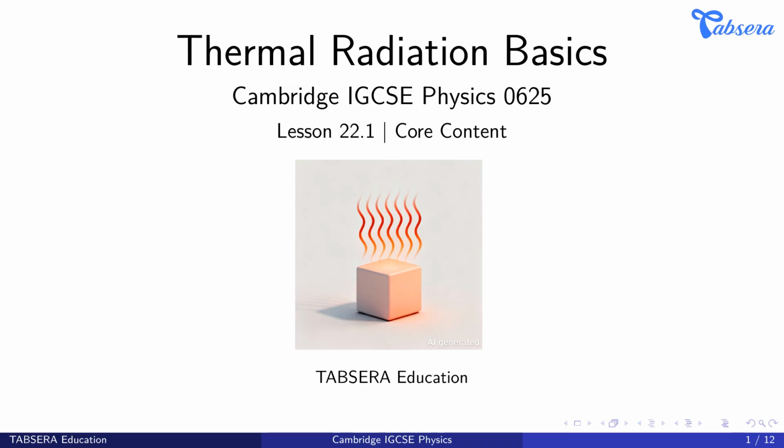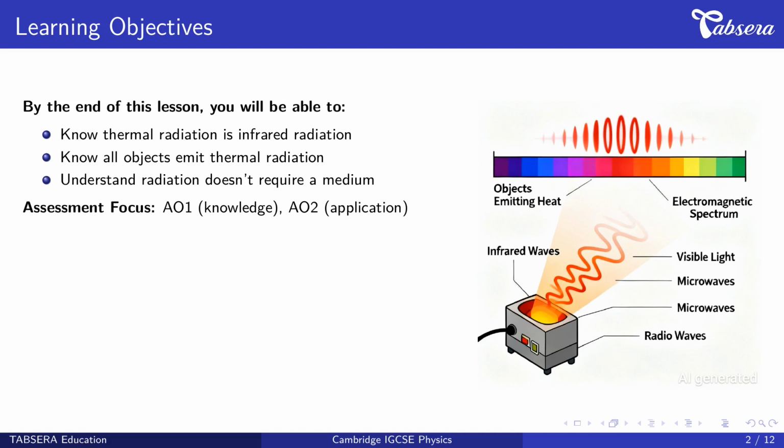Today we explore how all objects emit thermal radiation, which is infrared electromagnetic radiation that requires no medium for transmission. This fundamental concept explains heat transfer through space and forms the basis for understanding thermal imaging, solar energy, and many everyday phenomena. Let's examine our learning objectives for today.